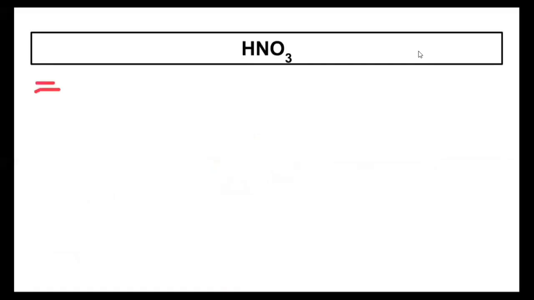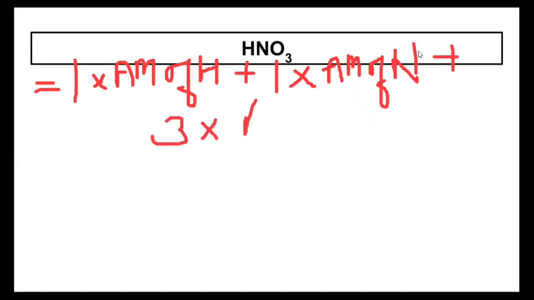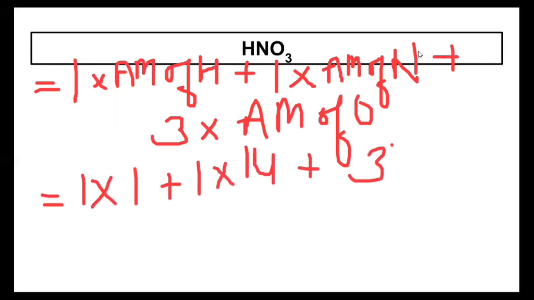The molecular mass of HNO3 is calculated in this way: 1 multiplied by atomic mass of hydrogen plus 1 multiplied by atomic mass of nitrogen plus 3 multiplied by atomic mass of oxygen. So it is like this: 1 multiplied by 1 plus 1 multiplied by 14 plus 3 multiplied by 16. And it comes to 63.